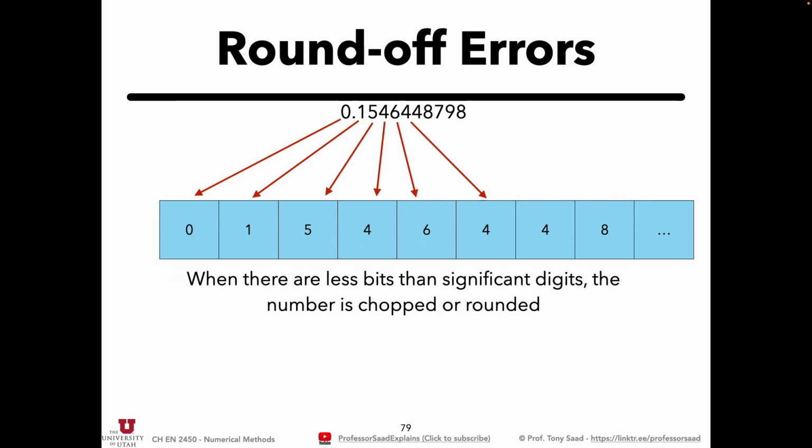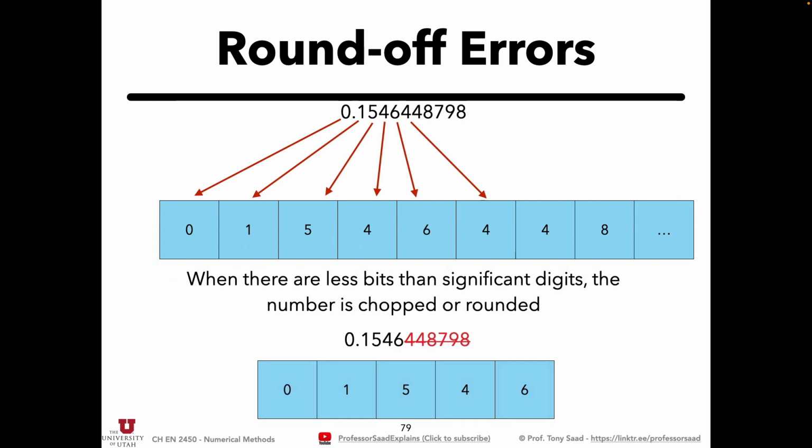Now, when there are fewer bits than there are significant digits, the number is chopped or rounded. So suppose you have a 5-bit computer and you shrink that number, putting it in here, it will only represent the first 5 significant digits in the number, because it also needs the decimal point. So it either rounds it or chops it, which is an error. You thought you were representing a number, now you're actually representing something else.